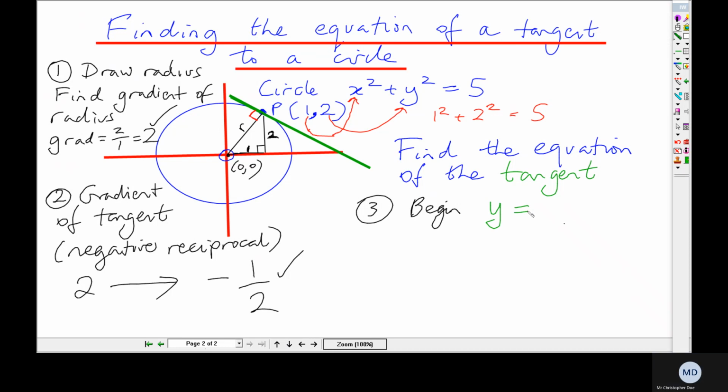Good stuff. Something x. What goes there? Sorry, did you say that? I didn't hear you. Plus. We want to get y equals mx plus c. What do m and c stand for? Quickly tell the person next to you. What do m and c stand for?